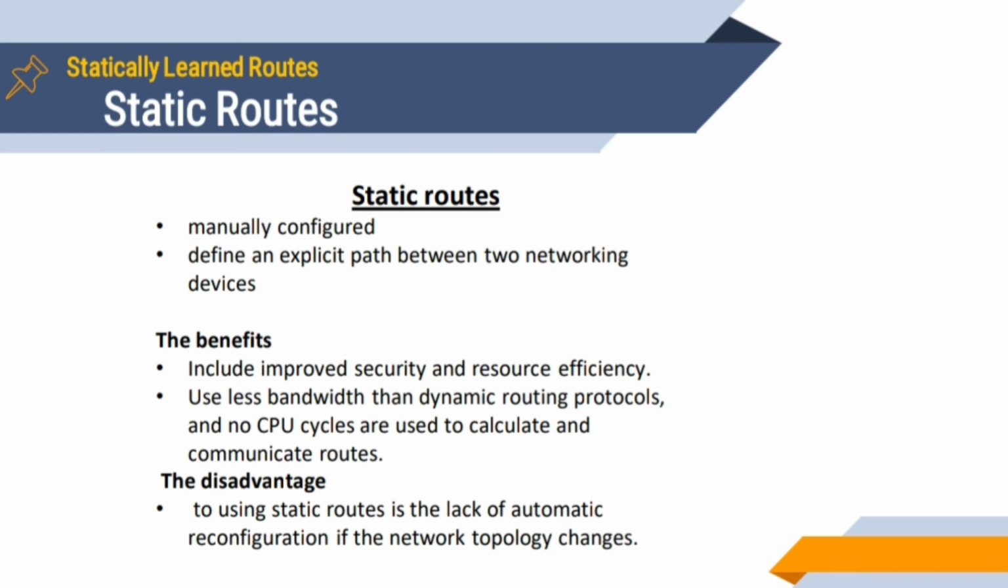Static routes use less bandwidth than dynamic routing protocols, and no CPU cycles are used to calculate and communicate routes. However, the main disadvantage of using static routes is the lack of automatic reconfiguration if the network topology changes. For example, if you move from a LAN to a WAN, it means that you will have a small problem reconfiguring the network.